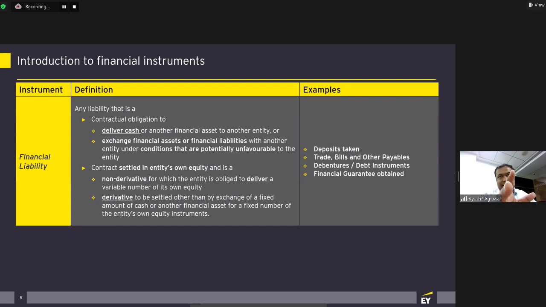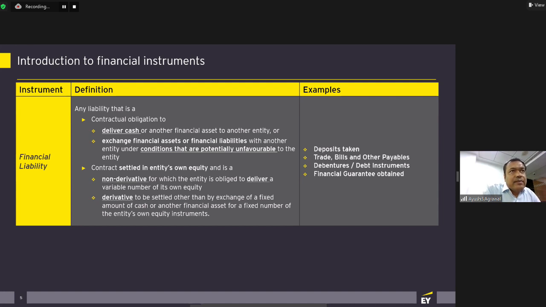So in the second instance, the risk and reward is more akin to debt as far as the company is concerned, as far as the counterparty is concerned. And that's where you see in the second instance, the number of shares which will be issued is variable. It's not fixed. Where the number of shares are fixed, which will be issued, the risk and reward becomes more akin to equity. But where the number of shares are variable, there the risk and rewards are more akin to debt, and that becomes a financial liability.